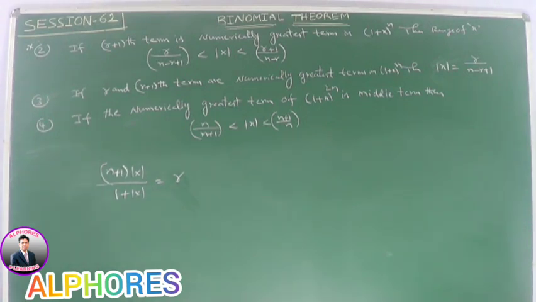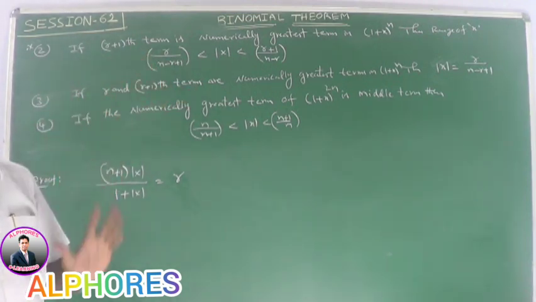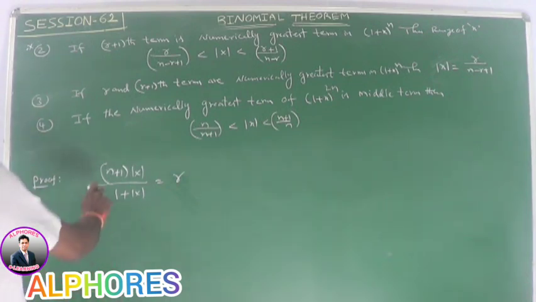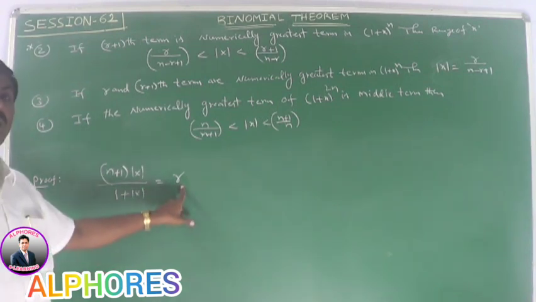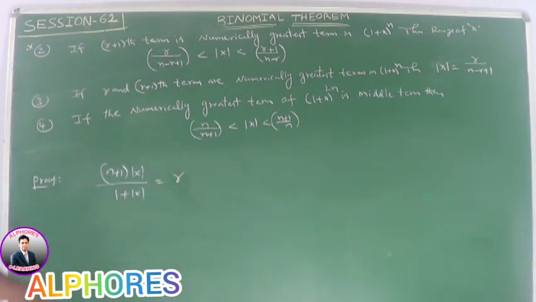then mod x is equal to r by (n minus r plus 1). Please observe this value. Proof: given binomial is (1 plus x) whole power n and r, r plus 1 terms are numerically greatest terms. It is possible when (n plus 1) into mod x by (1 plus mod x) is equal to r. If it is p, an integer, then we get t_p and t_(p plus 1) are numerically greatest terms. This value is equal to r.